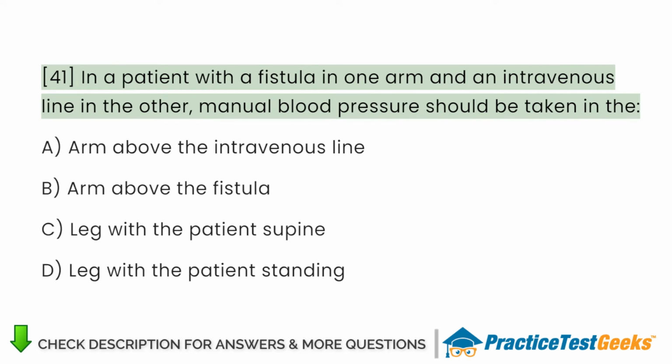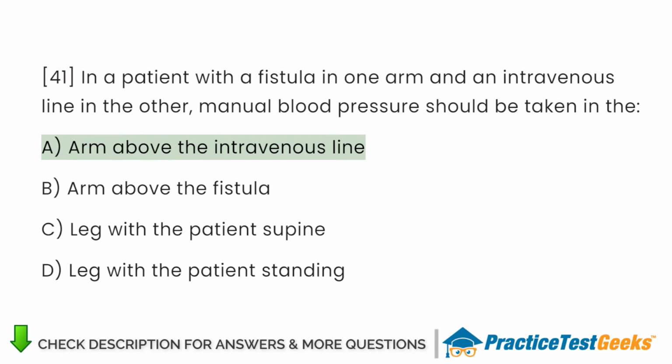In a patient with a fistula in one arm and an intravenous line in the other, manual blood pressure should be taken in the: A. Arm above the intravenous line. B. Arm above the fistula. C. Leg with the patient supine. D. Leg with the patient standing.